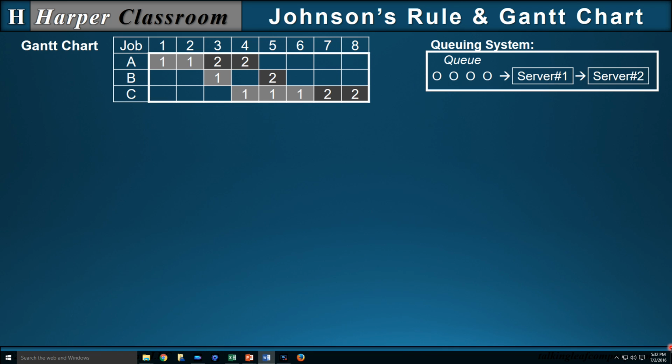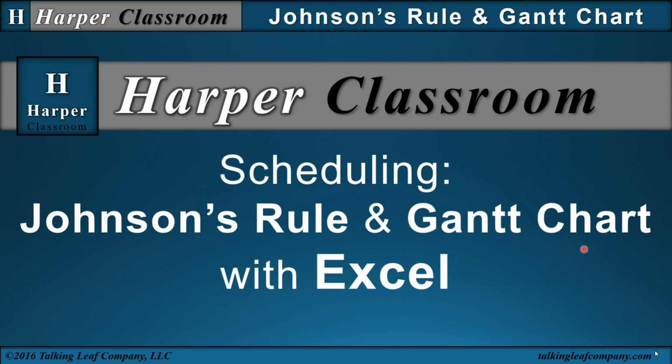However, even though you may not have the same type of queuing system and Johnson's rule does not apply, the Johnson's rule concept can still be used to obtain a schedule that may not be optimal, but will be very good. So, the Johnson's rule concept can be used to develop heuristic procedures in Excel that can provide effective solutions in more complex systems. So this ends the scheduling video, Johnson's rule, and Gantt chart with Excel.